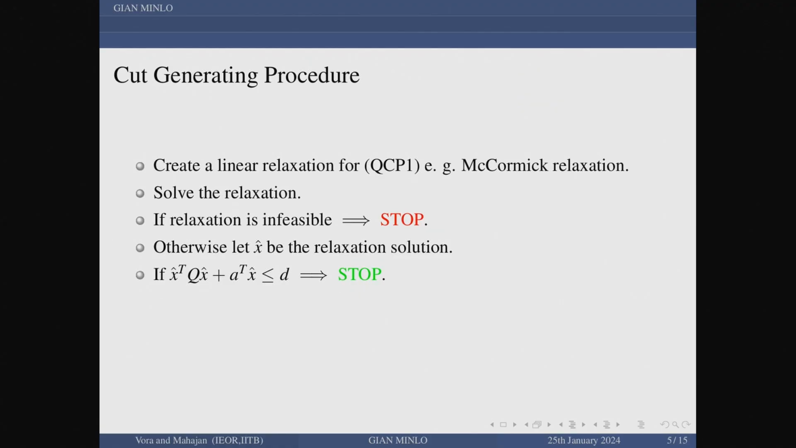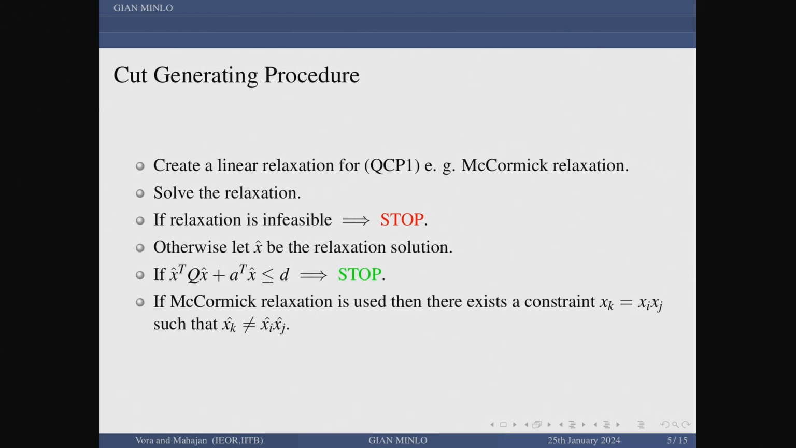So here is the procedure. You create a linear relaxation, for example a McCormick relaxation, which has already been discussed, so I have not described how that is created. You solve that relaxation. If the relaxation is infeasible, you stop because the problem is infeasible, and if the solution is feasible for the original problem, you still stop because you have an optimal solution.